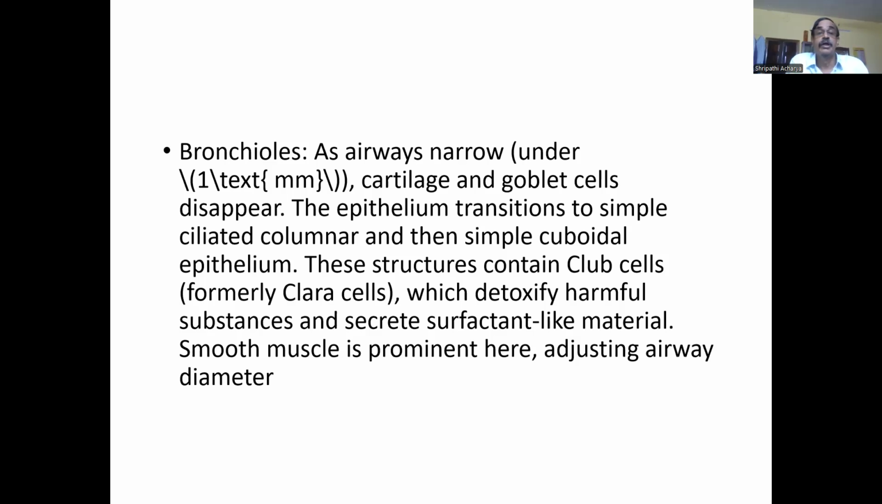Bronchioles. As airways narrow, cartilage and goblet cells disappear. Epithelium transitions to simple ciliated columnar and then simple cuboidal epithelium. These structures contain club cells, formerly Clara cells, which detoxify harmful substances and secrete surfactant-like material. Smooth muscle is prominent here, adjusting airway diameter.